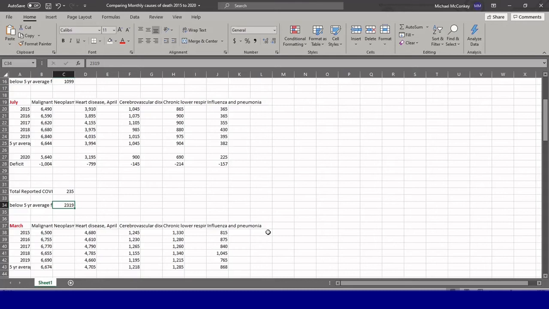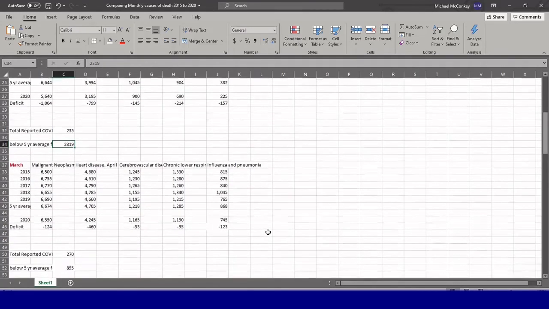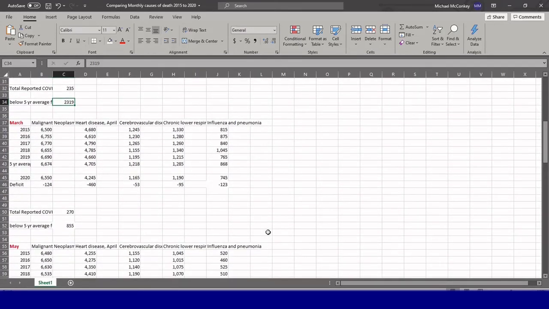So anyway, I thought, it's only 6 months, so I should do this for all 6 months, right? And this is what I found. If we look at March, even in March, there's only 270 COVID deaths, and the deficit is 855 for the 5, right?